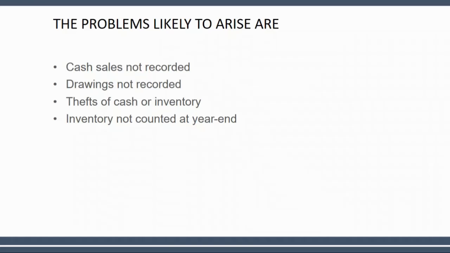When you do not count inventory at the end of the year, you know that we use inventory in the income statement and we also use it while making our balance sheet. So if your inventory figure is wrong, underestimated or overestimated or probably not available, in this case your income statement and balance sheet will also be wrong. So inventory is an important item to be counted at the end of the year.